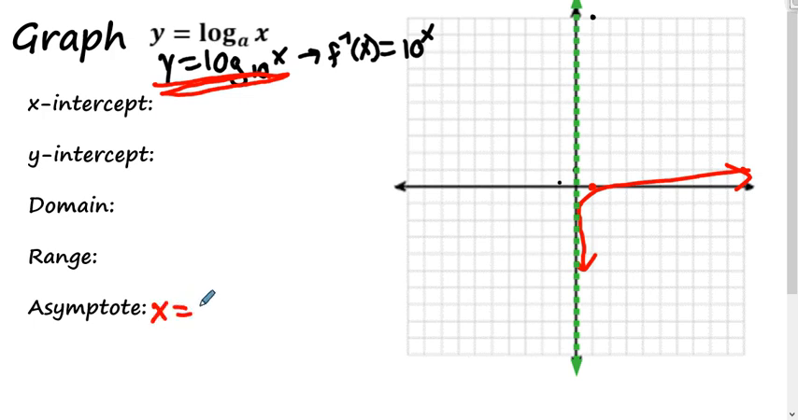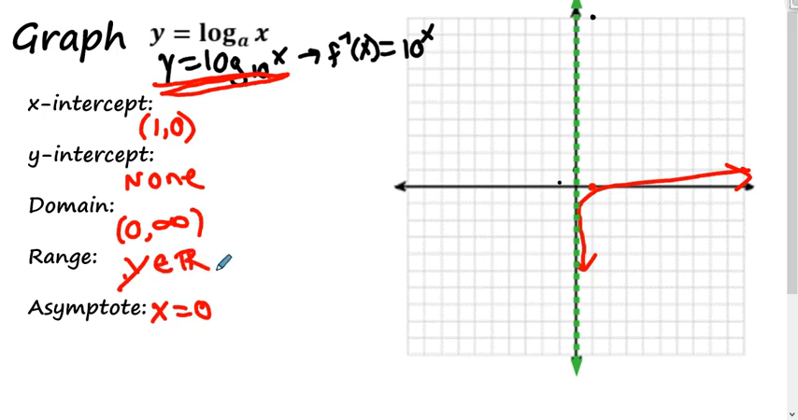X equals 0 is your vertical asymptote. My x-intercept, where does it cross my x-axis? It crosses at 1, 0. Y-intercept, none. Domain goes from here over, so therefore it excludes 0 and goes to infinity. And your range keeps going up and down forever. Therefore, your range is y is an element of the reals.